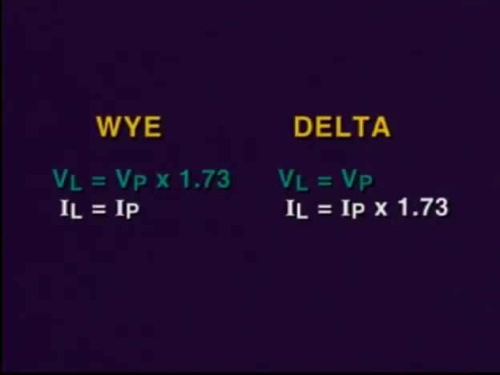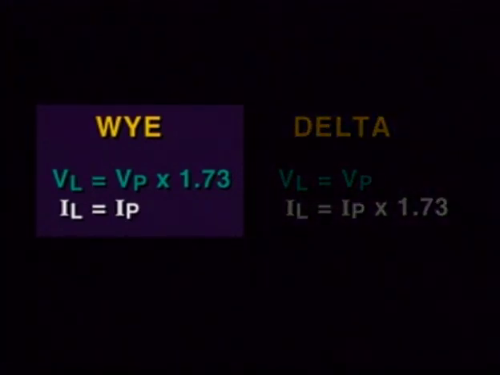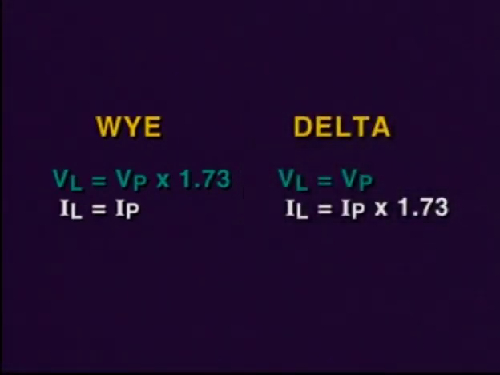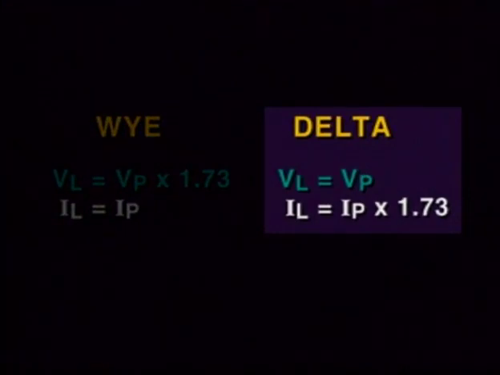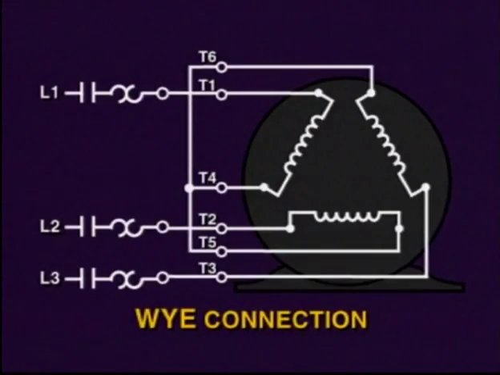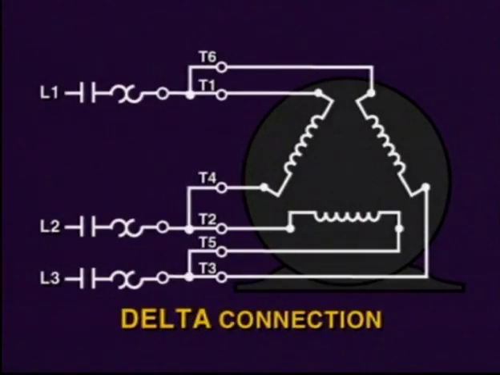Remember that in a Y system, the line voltage is equal to the phase voltage times 1.73, while both the line and phase currents are equal. Conversely, in a delta system, both the line and phase voltages are the same, while the line current is equal to the phase current times 1.73. By switching between the Y and delta configurations in this motor, we can therefore control the reduced start voltage, thus also reducing the inrush current.